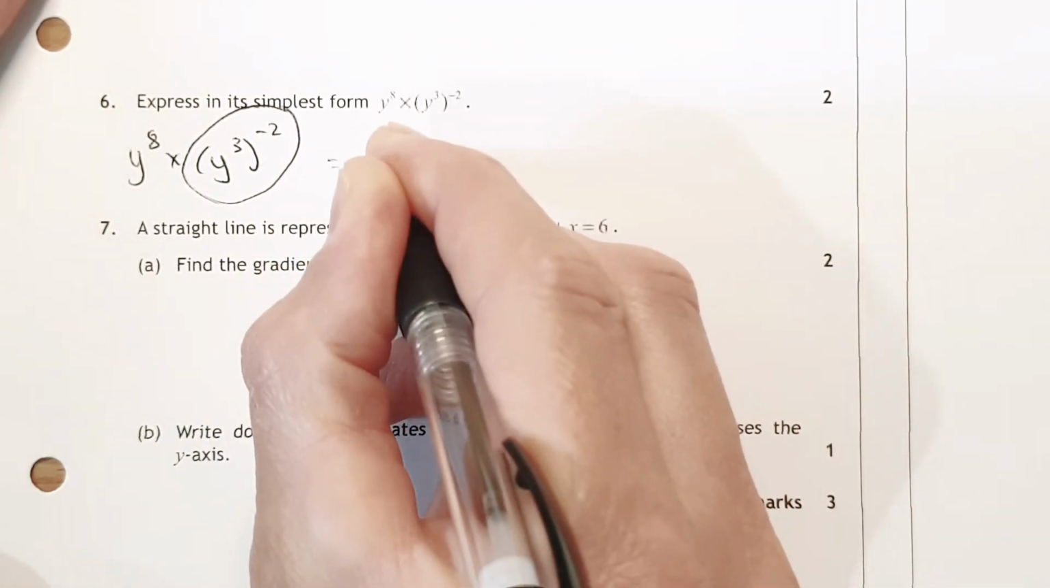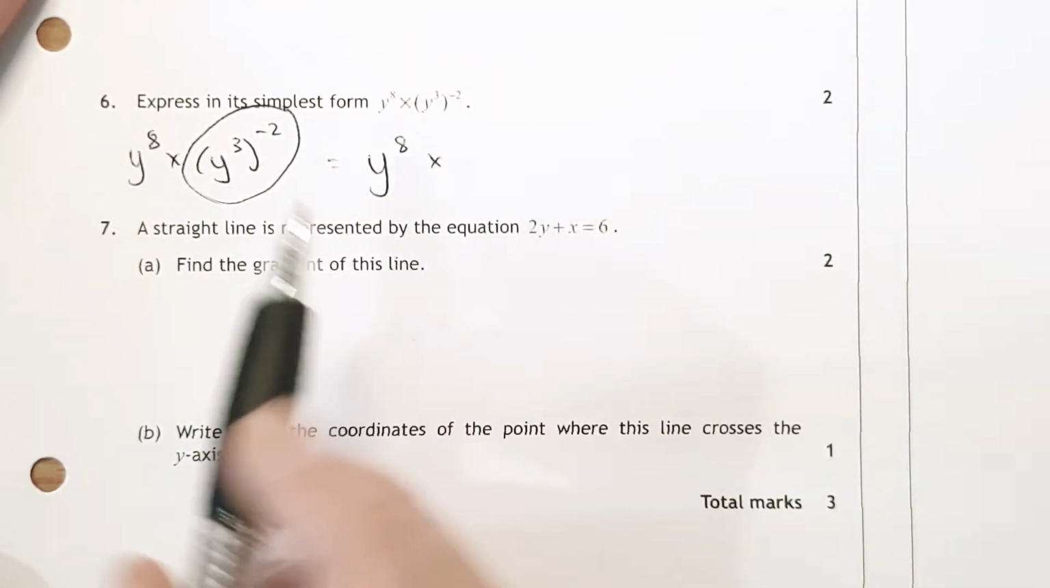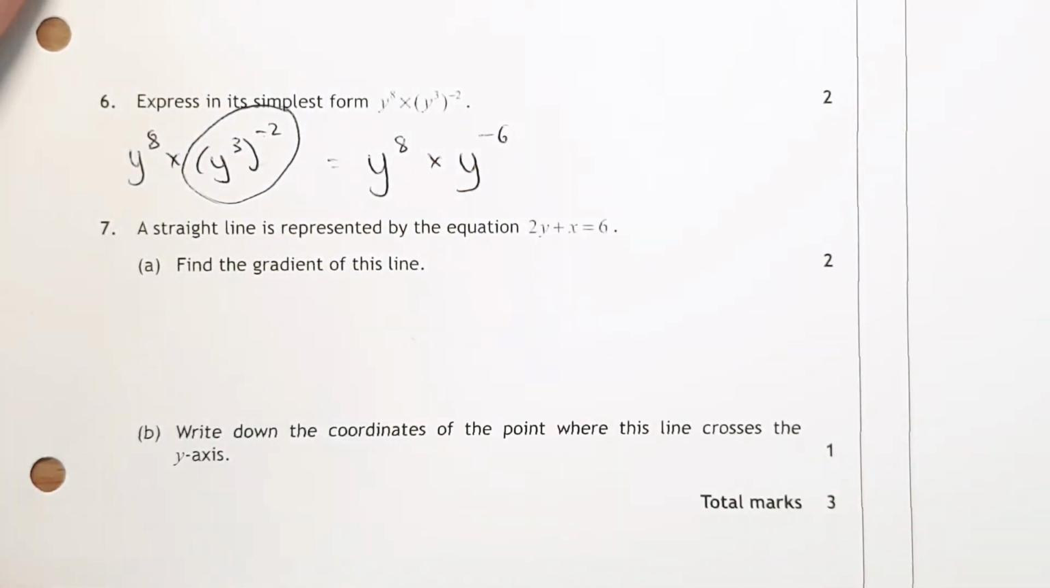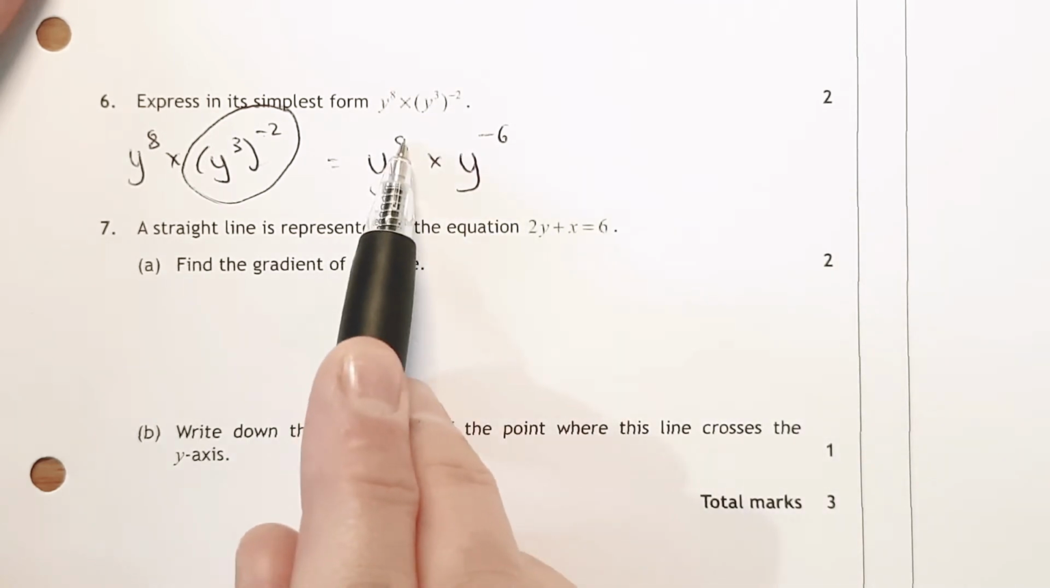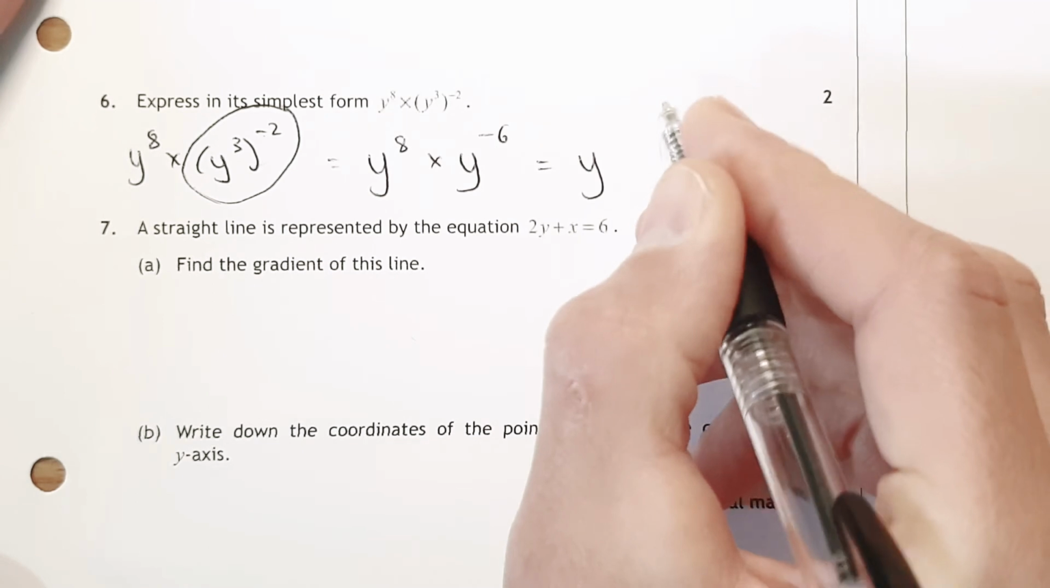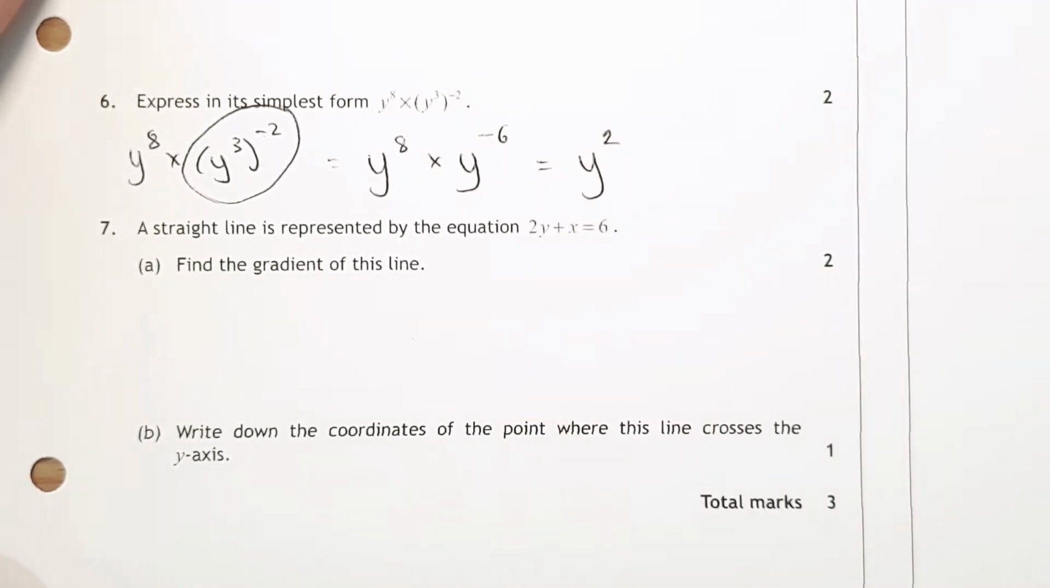So to tidy it up, we'll just leave y to the 8 as it is just now, and 3 times negative 2 is negative 6, so it's y to the 8 times y to the negative 6. Now at this point, this is where you add the powers together. So 8 plus negative 6 is just 8 take away 6, so it's 2, so it's just y squared.